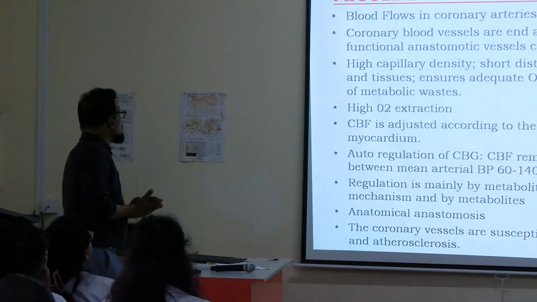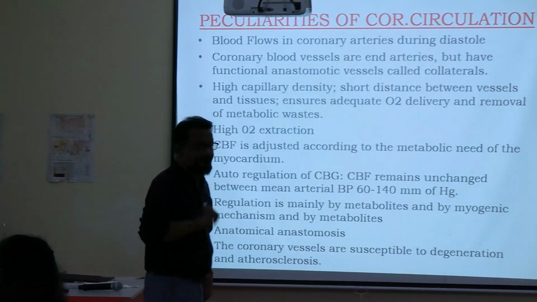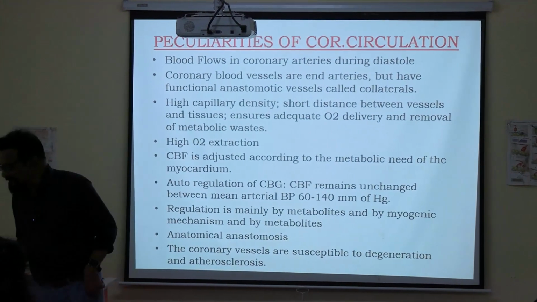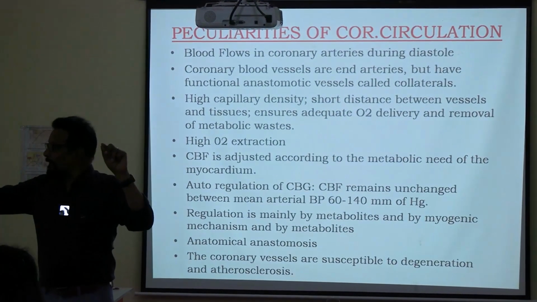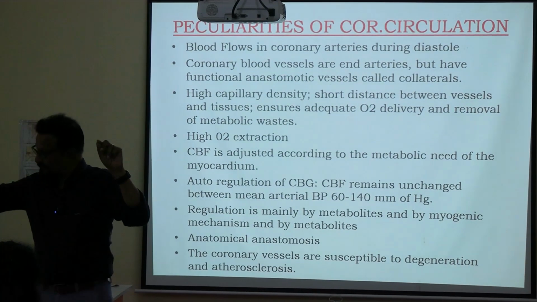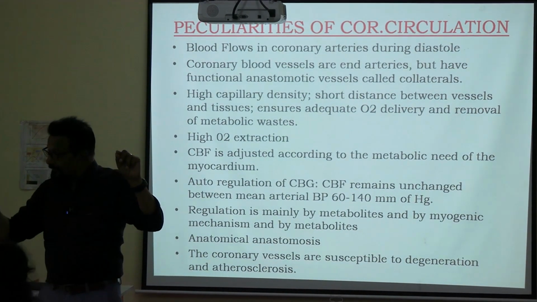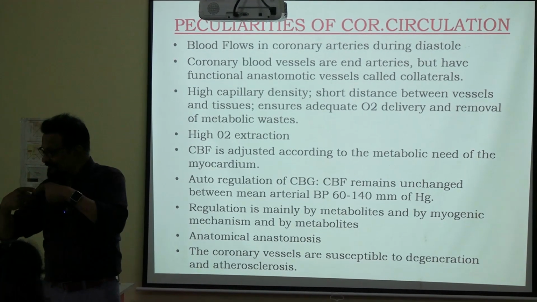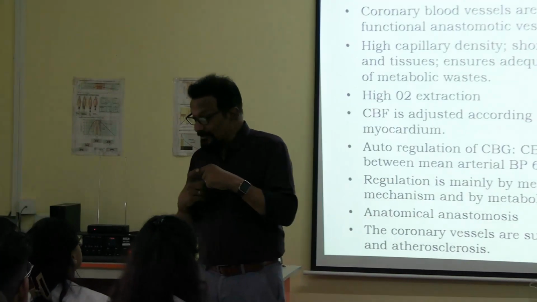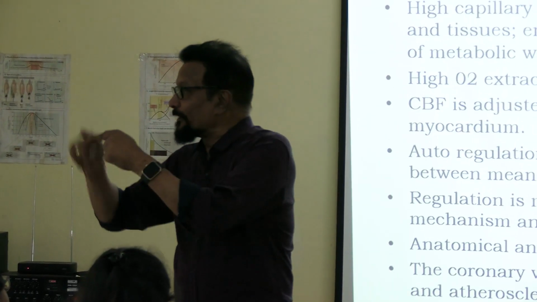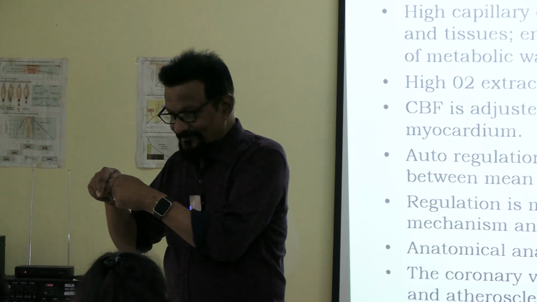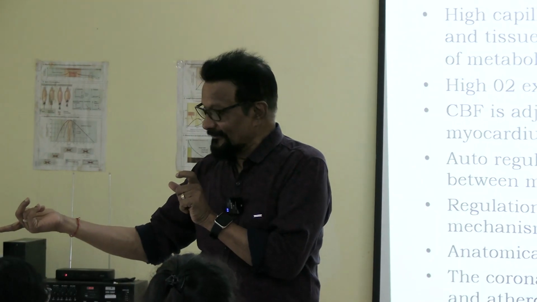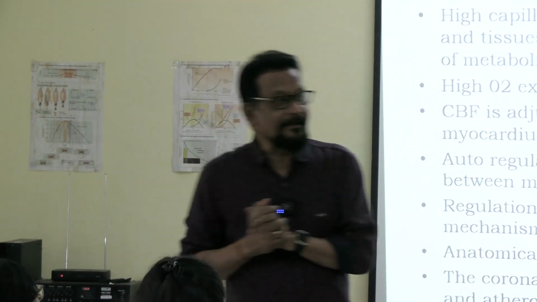Next point is that coronary blood vessels are end arteries. End arteries means they end in arterioles and form capillaries, that's all. Vessels with collaterals are not end arteries, which means one artery is joining with another artery. But here this artery is not joining with any other artery. That's why these are called end arteries.